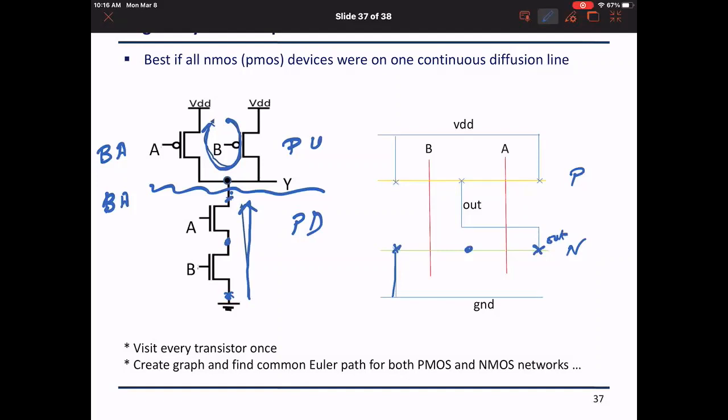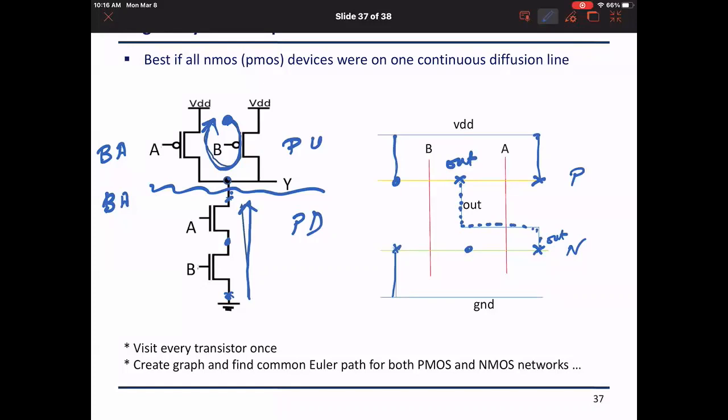And then in the P stretch, I'm starting from here. So B is connected to VDD. I visit B, I have the output node which is common between A and B. I don't need to join them. And then I visit the transistor A and I end at VDD. A has to be connected from the other side to VDD. Then I need to join the output because it exists between the P and the N network. Okay, so this is the stick diagram.